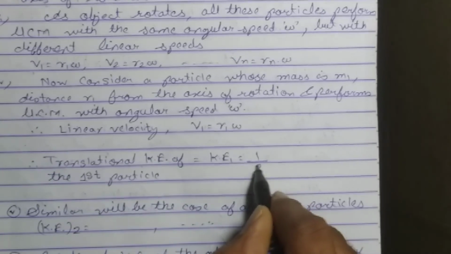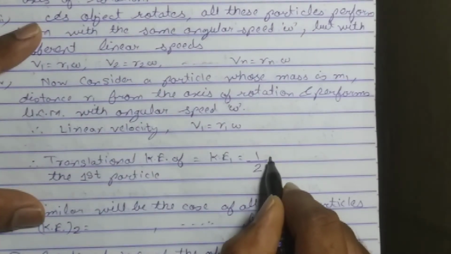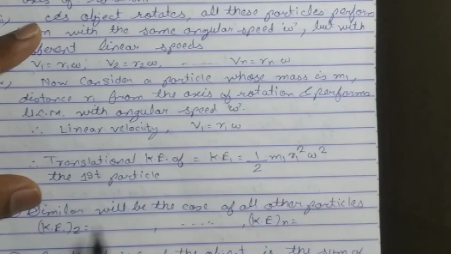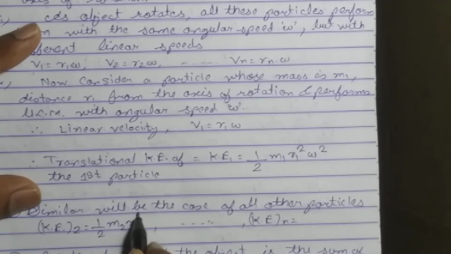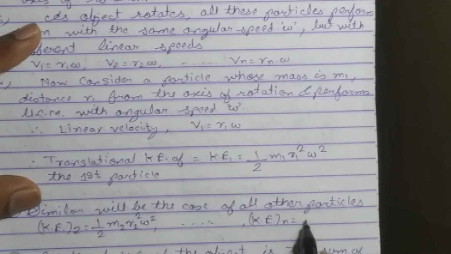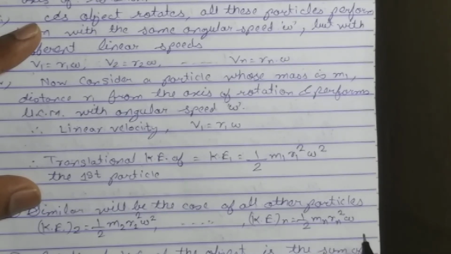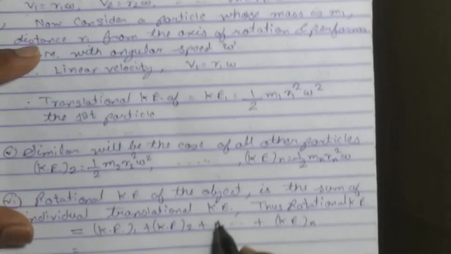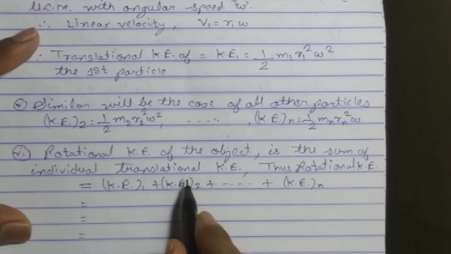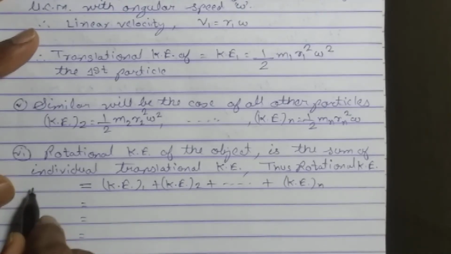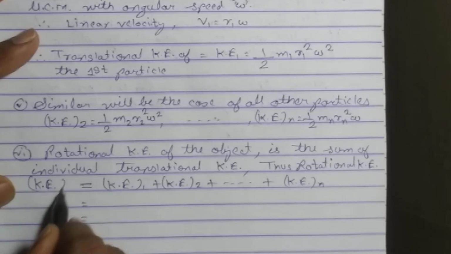What is the kinetic energy of the first particle, as I found out over there? Half m1 r1 square omega square. Similarly, the kinetic energy of the second particle is half m2 r2 square omega square, up to the kinetic energy of the nth particle, which is half mn rn square omega square. The rotational kinetic energy of the object is the sum of the individual translational kinetic energies. Thus, the rotational kinetic energy, that is the total kinetic energy, is given by the individual kinetic energies.